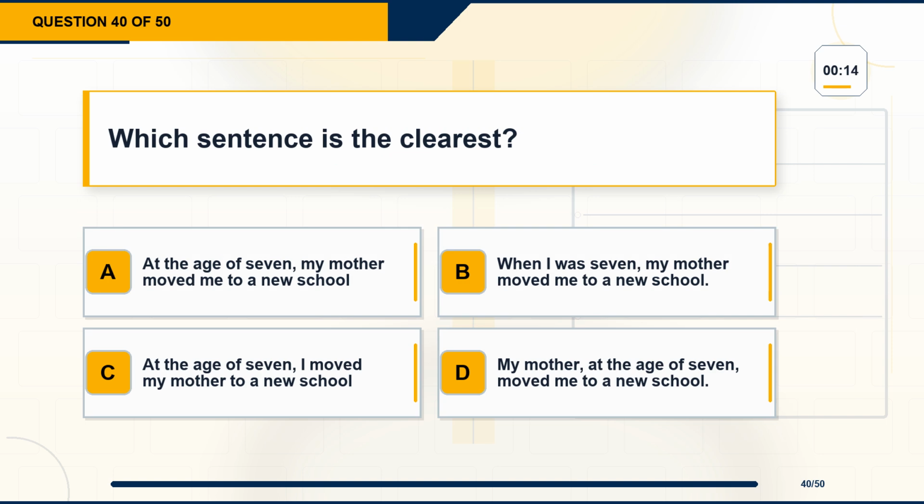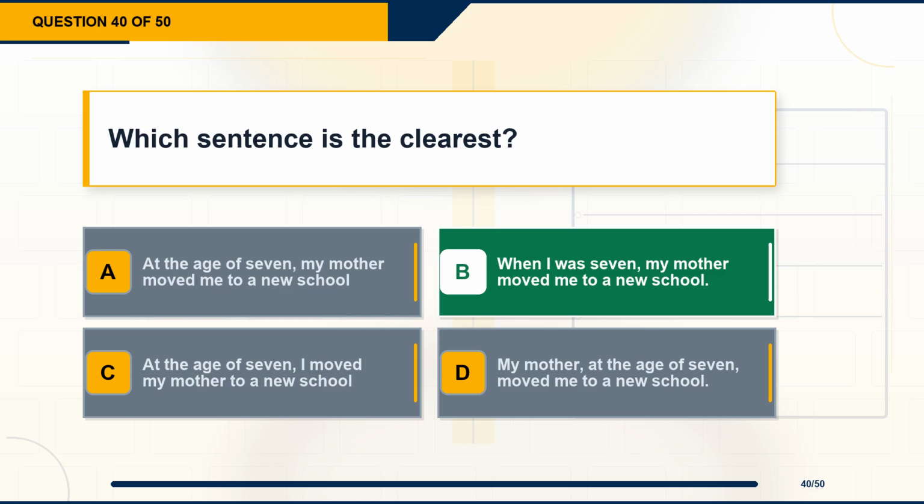Option A, at the age of 7, my mother moved me to a new school. Option B, when I was 7, my mother moved me to a new school. Option C, at the age of 7, I moved my mother to a new school. Option D, my mother, at the age of 7, moved me to a new school.